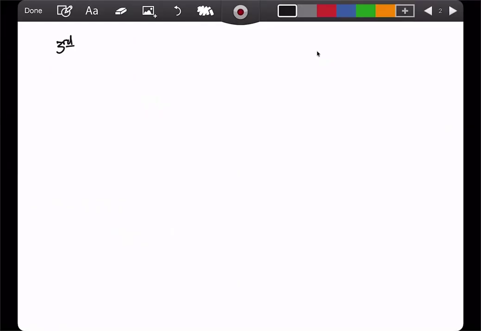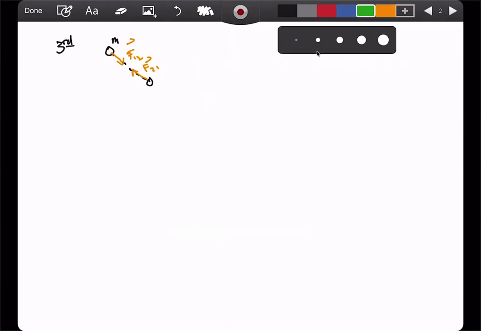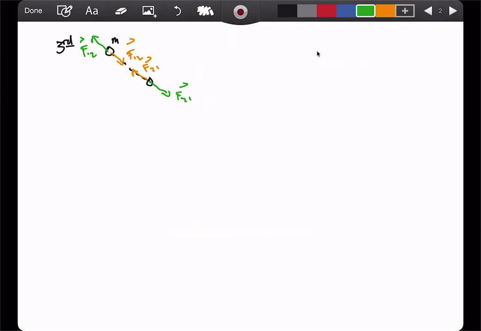So the third law simply says that for an isolated system, the forces along the line that connects the two are going to be equal and opposite. So again, we have an isolated system. In this case, this is the force on 1 from 2, which is the force on 2 from 1. That's if they are attractive, or I can have this force here, F12, or I can also have this force here, F21, if they are repulsive, where these guys are separated by some distance of r.